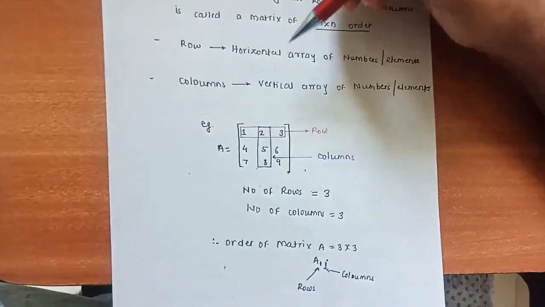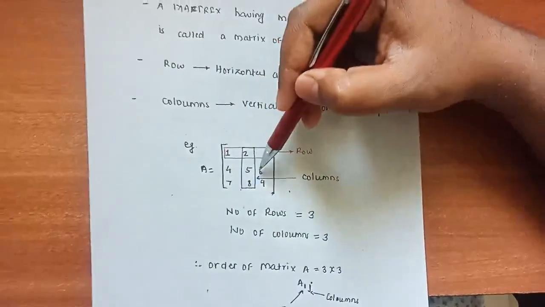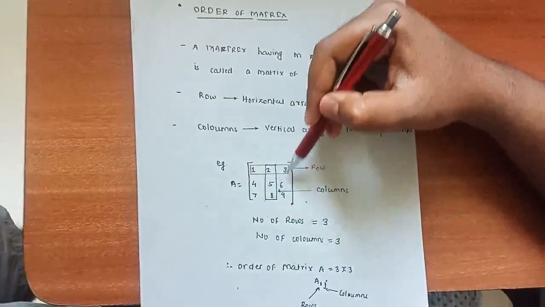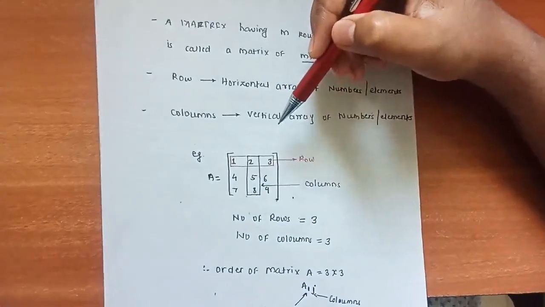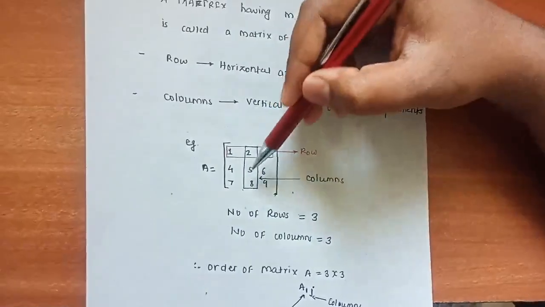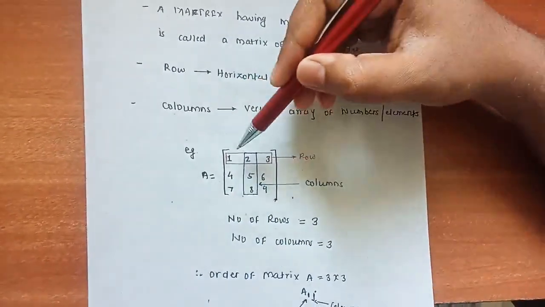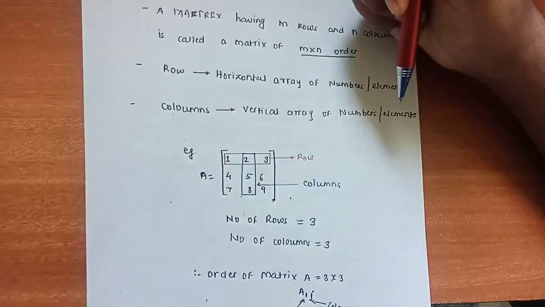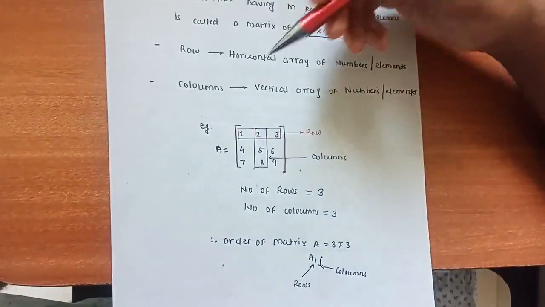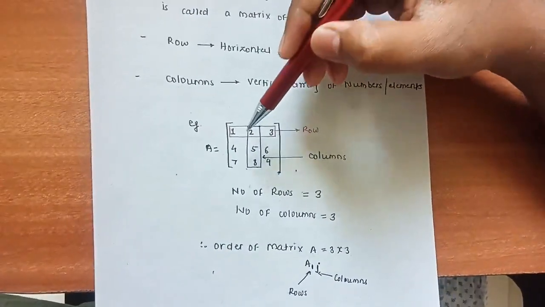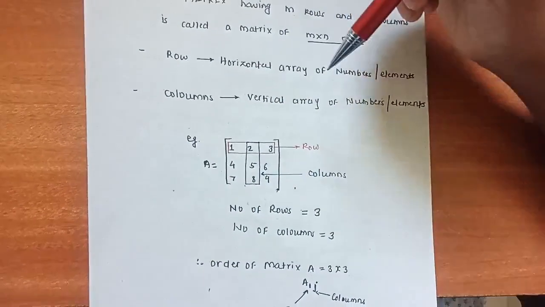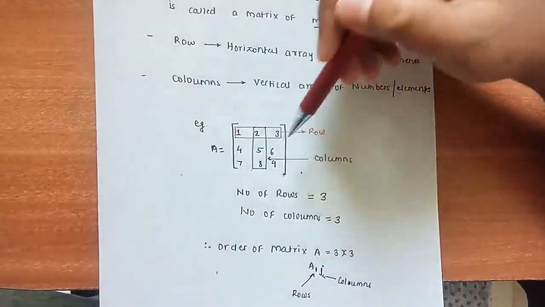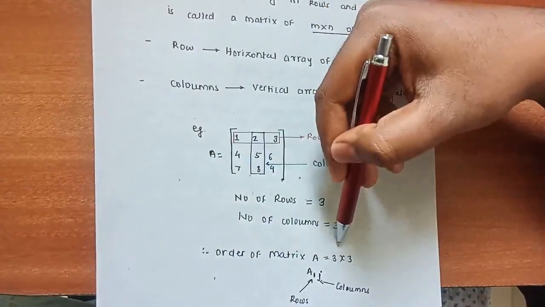So if you look at it, there are 3 horizontal arrangements and 3 vertical arrangements. That indicates this particular matrix consists of 3 horizontal rows and 3 vertical columns. So easily we can note it down. 3 horizontal rows and 3 vertical columns signify the order of this matrix. That means the order of this matrix is 3 by 3.